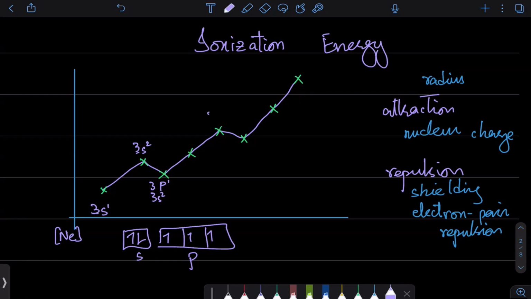And now you're at 3p3. And suddenly you add one more in here, in 3p4. And at the same time electron pair repulsion increases. And the moment that happens, there's going to be a slight decrease. Sure, nuclear charge is increasing, radius is decreasing, so attraction is increasing, which is why this value is much higher than this value. But at the same time, you've added electron pair repulsion, because of which this dip came.